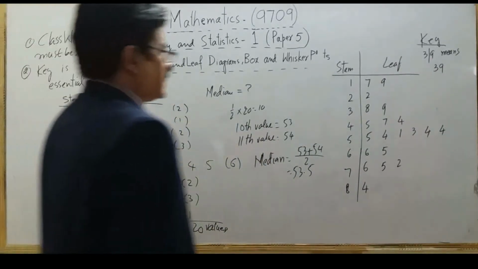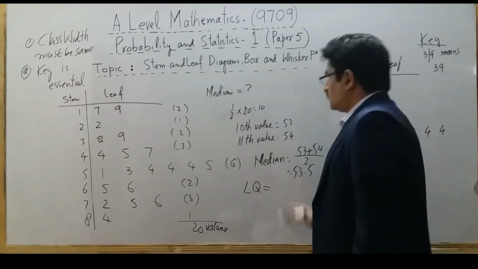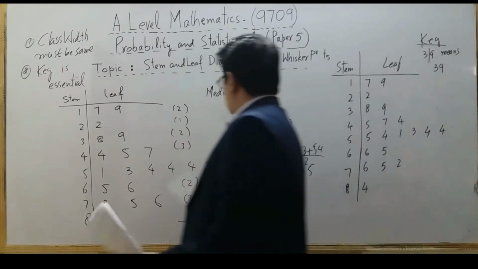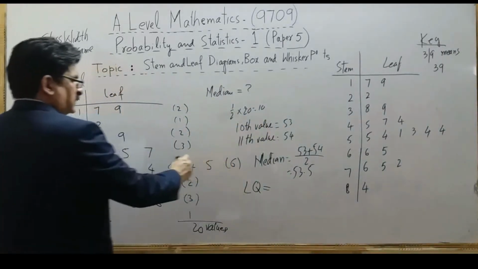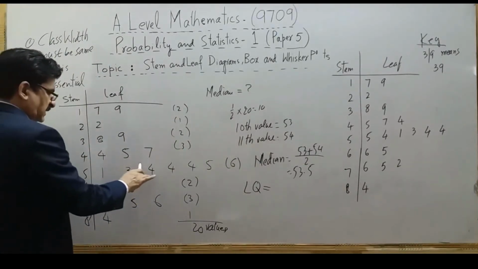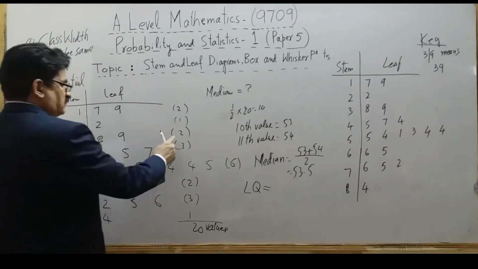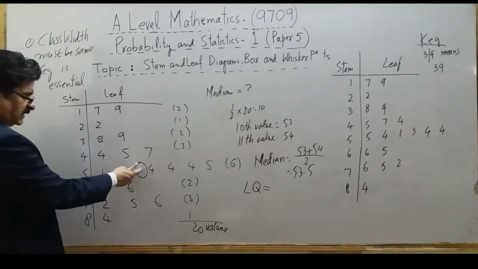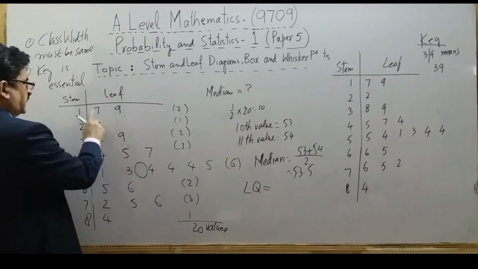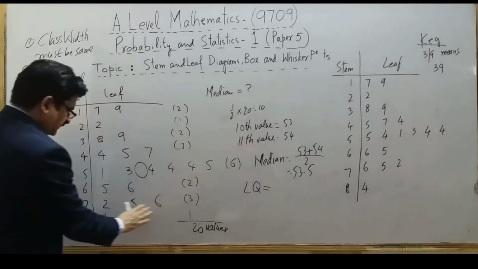Similarly, you can find the lower quartile. Now, lower quartile: you have a total of 20 values. The median lies between the 10th and 11th value. Here the median lies between the 10th and 11th value. So before this we have 1, 2, 3, 4, 5, 6, 7, 8, 9, 10. So this is the lower half of the data and this is the upper half of the data.